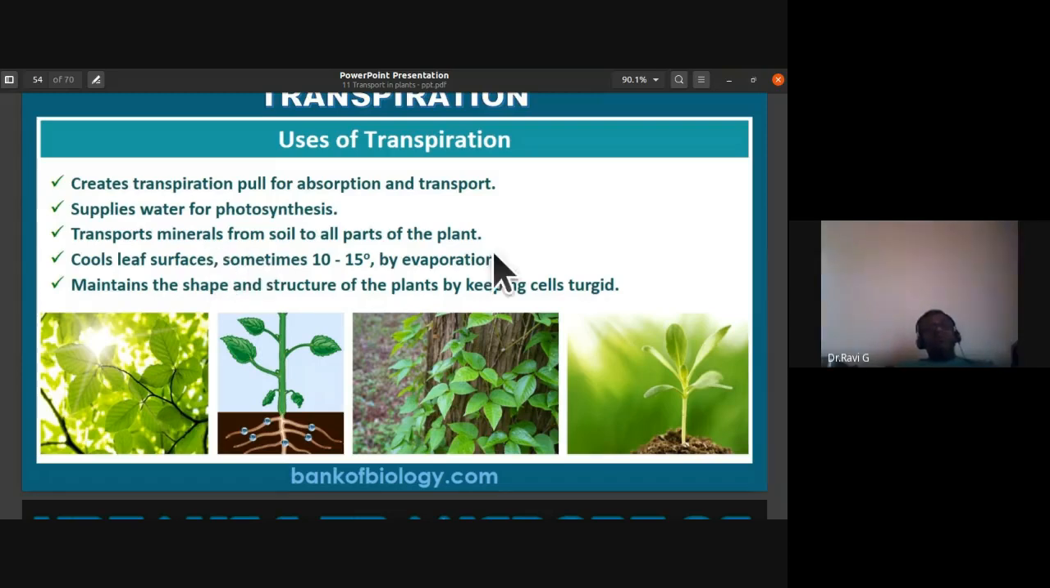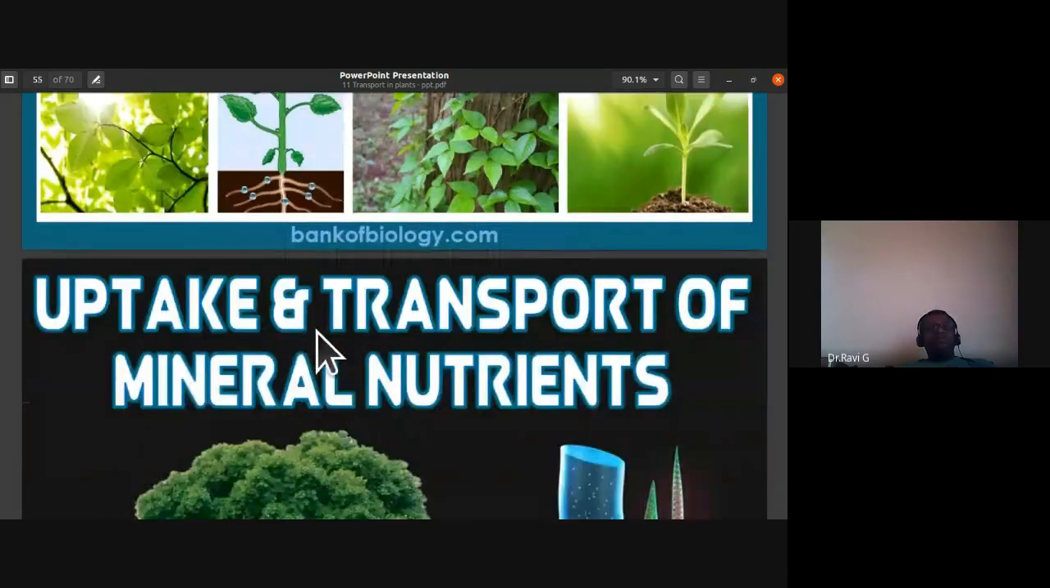It transports minerals from the soil to all parts of the plant, and it cools the leaf surfaces. Sometimes the temperature is brought down by nearly 10 to 15% by transpiration. It cools the leaf surfaces, similar to perspiration or sweating in us. By evaporation, it reduces the temperature surrounding these leaves. Transpiration also helps in maintaining the shape and structure of the plants by keeping the cells turgid. So these are the benefits of transpiration.